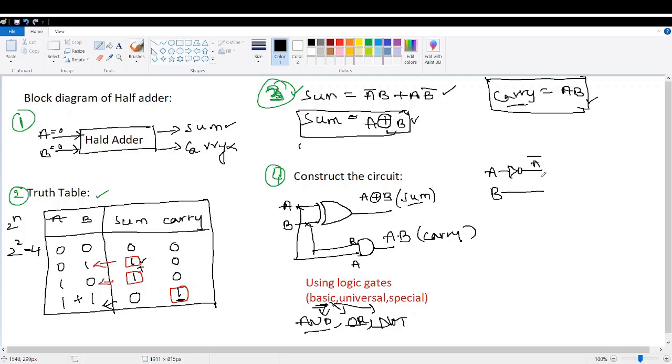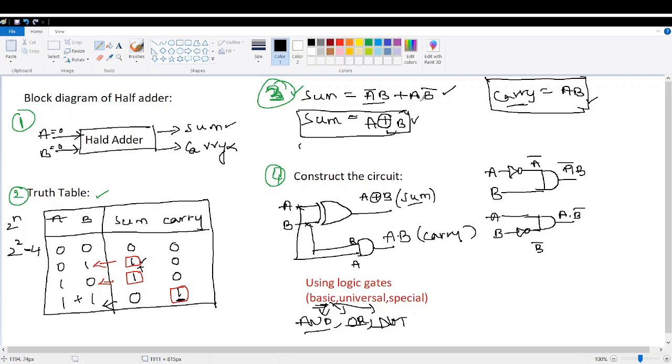Let me take B now. So A bar is ready, B is ready. So let's give them to one AND gate. This will give me A bar and B. Okay, this is done. Now A B bar we have to construct. So A I will take, and B bar, in the sense, let's give this B to the NOT gate. Now A is ready, B bar is ready. Let's give them to another AND gate. Now here A dot B bar it will construct. This is A, this is B bar. A dot B bar. Done.